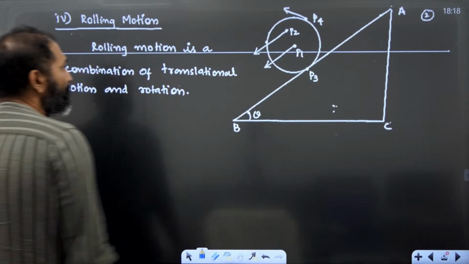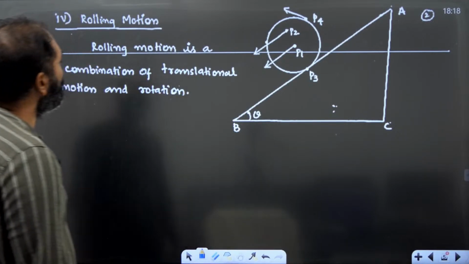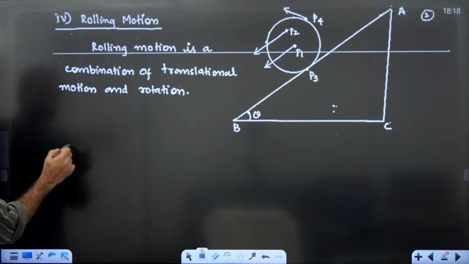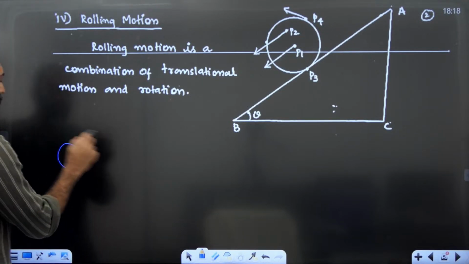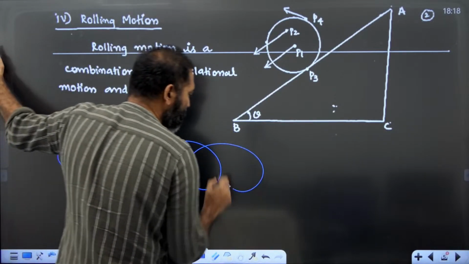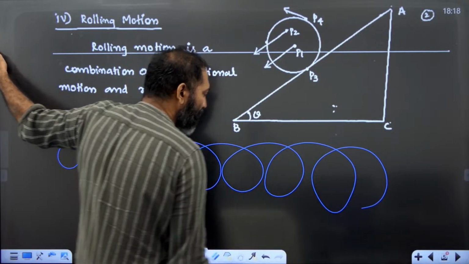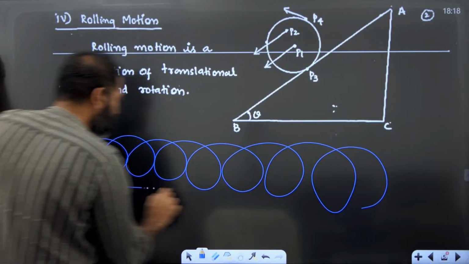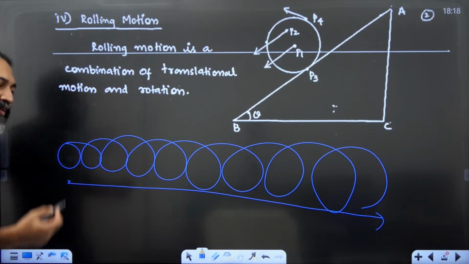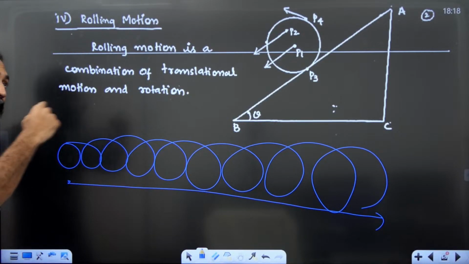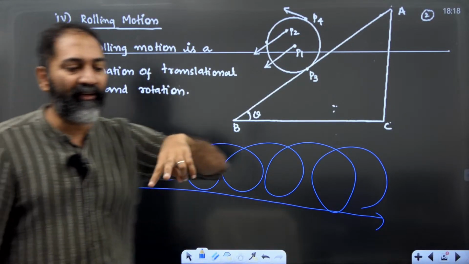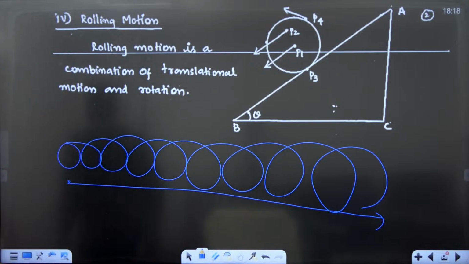Next, rolling motion. So this was the first figure. Rolling motion is a combination of translatory motion and rotationary motion. See, suppose there is a coin. When the coin rolls, what happens? There will be both translatory motion and rotationary motion. Why so? Because when the coin moves from one point to another, there will be translatory motion. But when the coin rolls, it also has rotationary motion along its axis. So rolling motion is a combination of both translatory and rotationary motion.